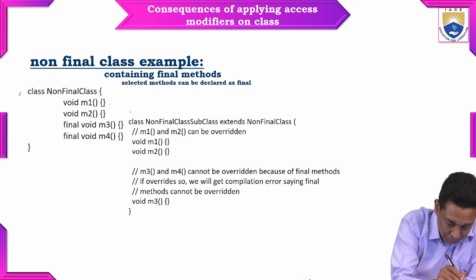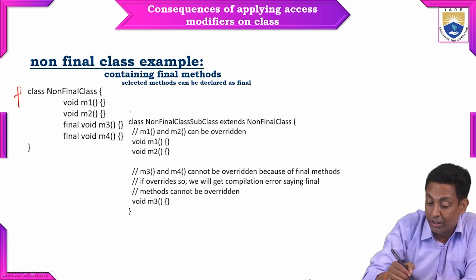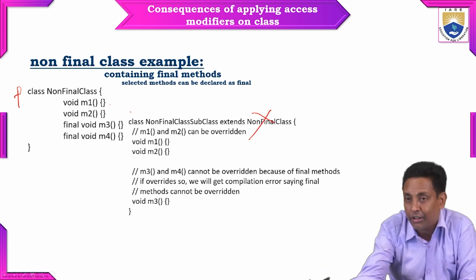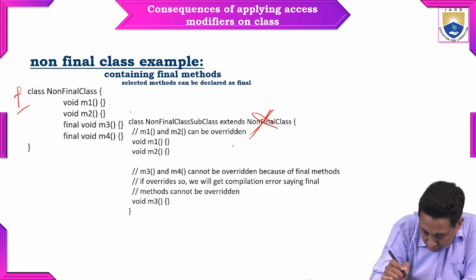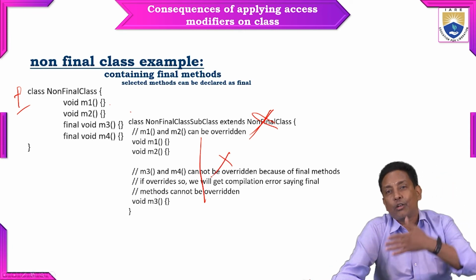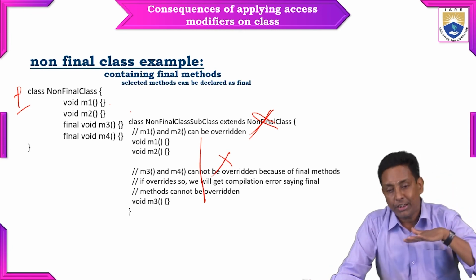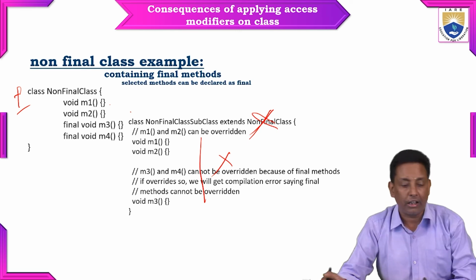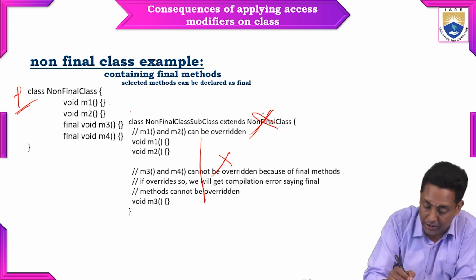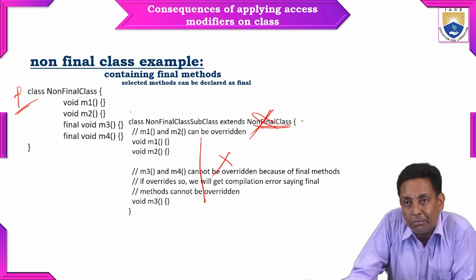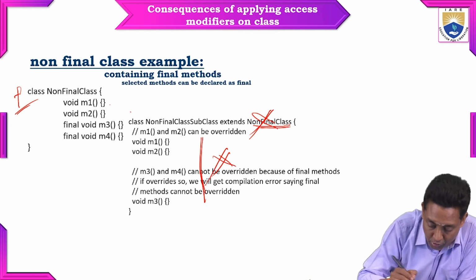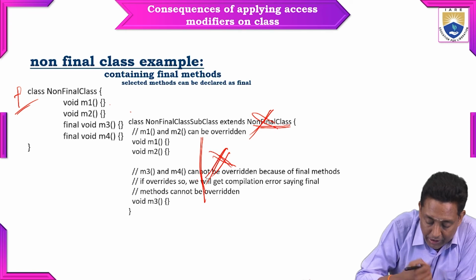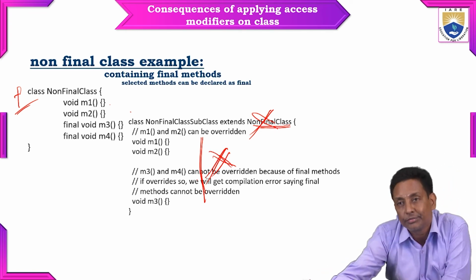If a class is final, a final class cannot be derived. If a final class cannot be derived, none of its methods can be overridden. At the root itself, we prevented deriving from the final class. If the class does not derive into subclasses, none of its methods can be overridden. There is no inheritance, so where will you get a chance of overriding?